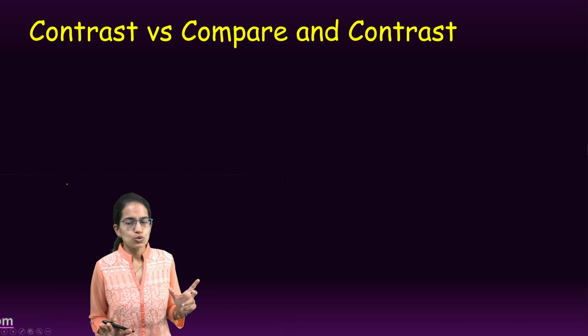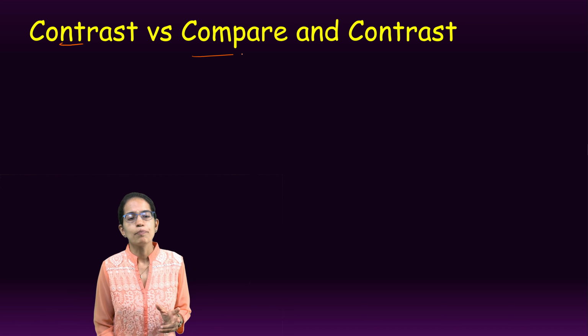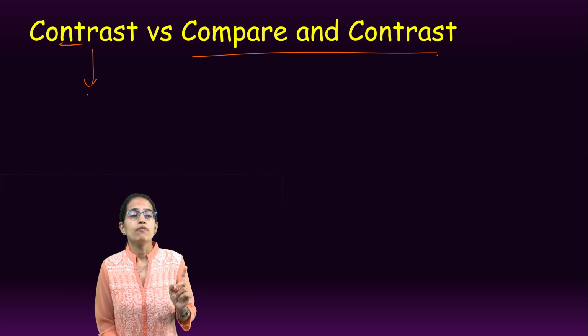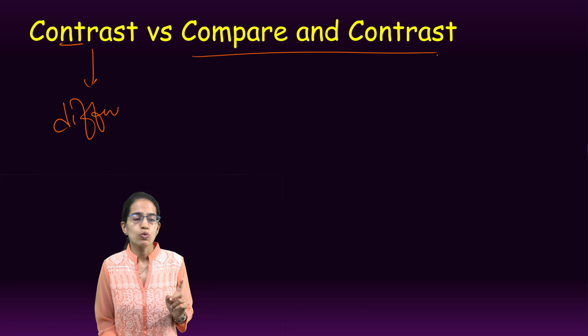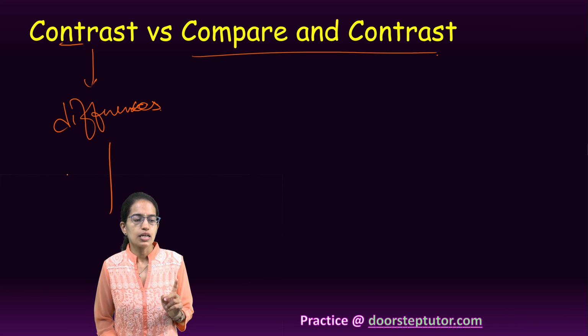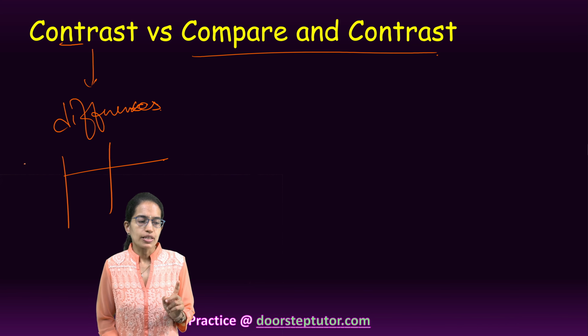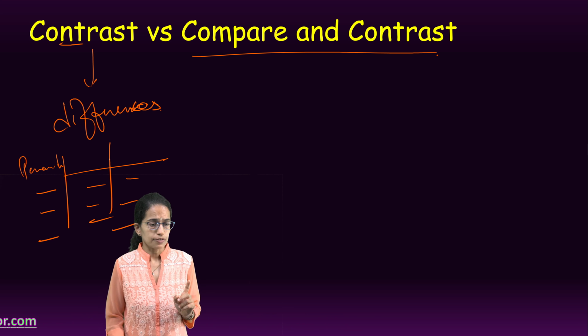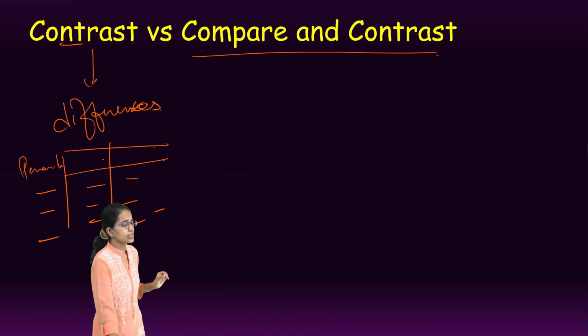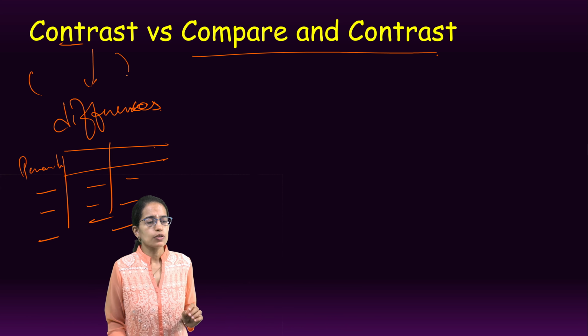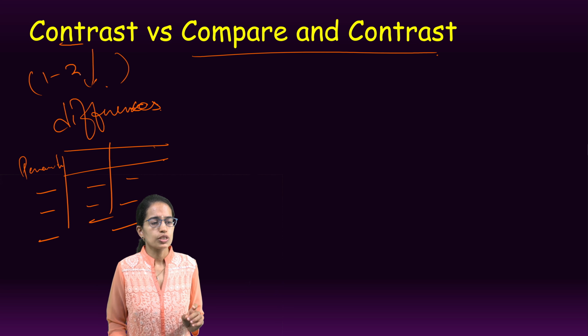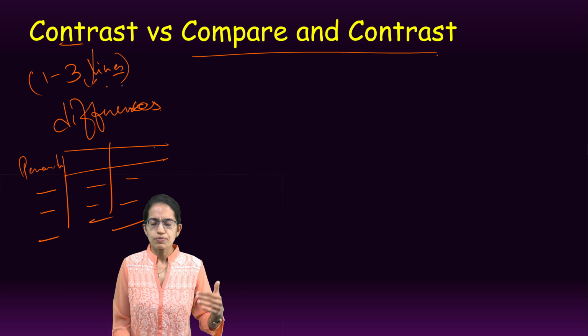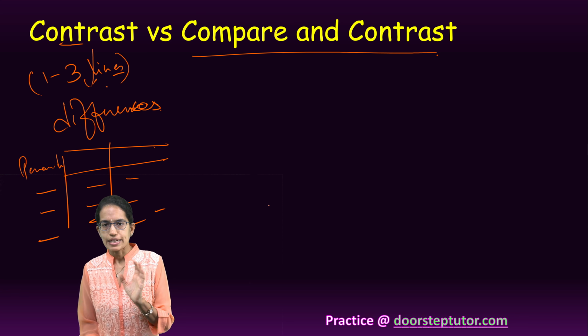The next is 2 important terms: contrast and compare and contrast. What is the difference? When it is contrast, you have to put down only differences. The best way of explaining the differences is in a tabular form. You can have another column of parameters where you can say, against these things, I would be writing the difference between the two things. Again, when you are writing differences under contrast, it's a good idea to have an introductory 1 to 3 lines explaining the concept and then start with the table, no direct tables.